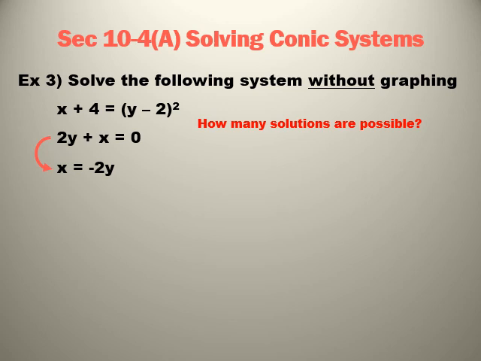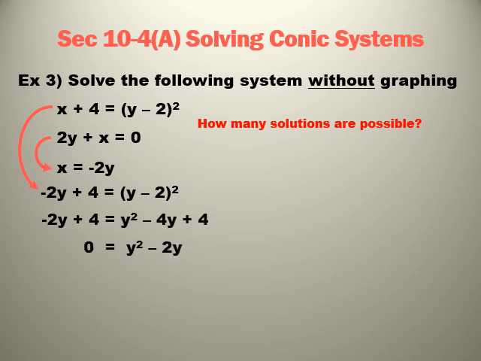First thing I'm going to do is take the second equation and solve it for x. Then I'll substitute that into the x for the first equation. And now we have nothing but y's, and now we want to solve that. I expand that binomial, set everything equal to 0, factor. So I get a y value of 0 and a y value of 2.